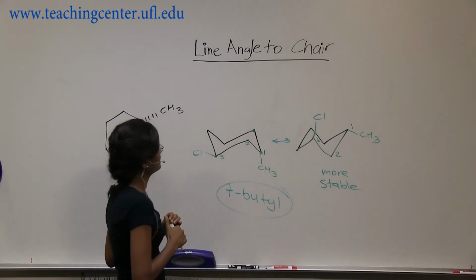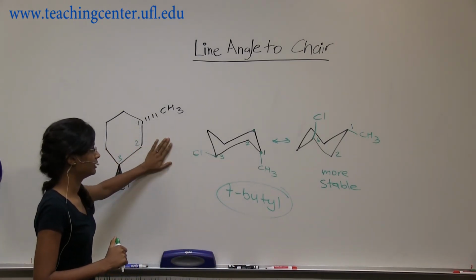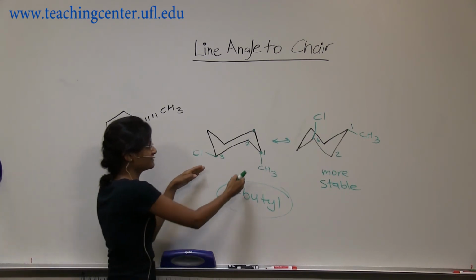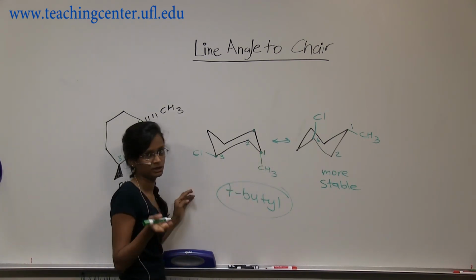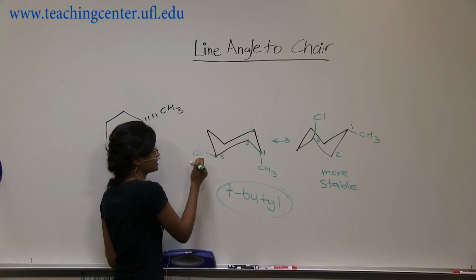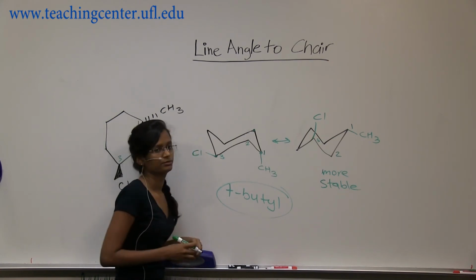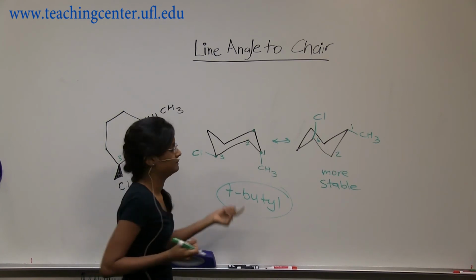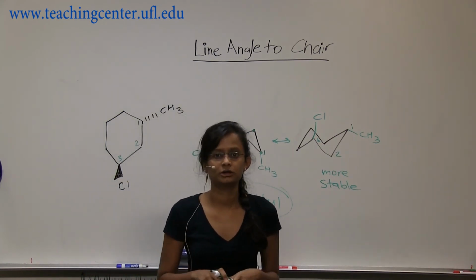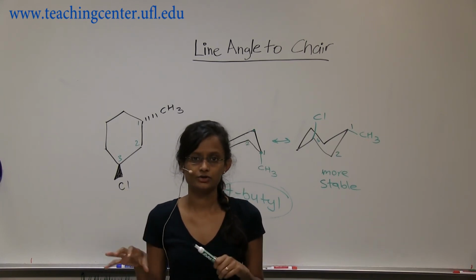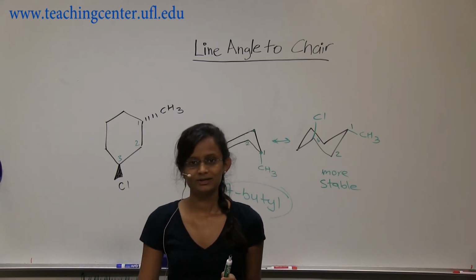Okay, I hope this helped. Make sure you know how to go back and forth. If you already have a chair and it's on a down position, then you would put it on a dash. If it's an up position at that carbon, you would put it on a wedge. And make sure that if it goes counterclockwise or clockwise, you decide that on your chair as well. Okay, I hope this helped.